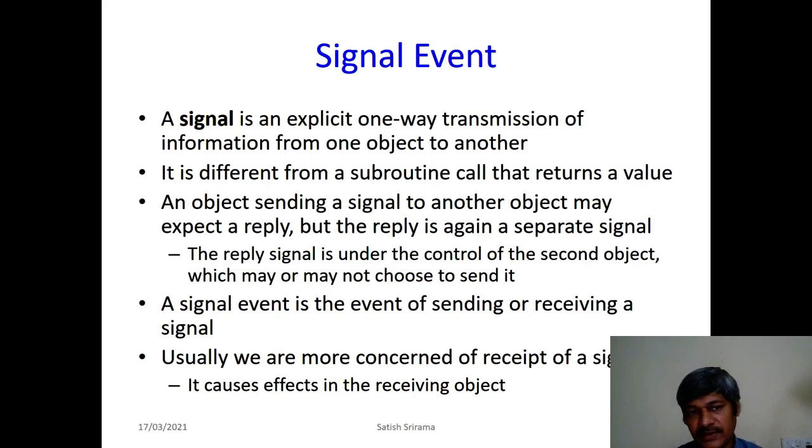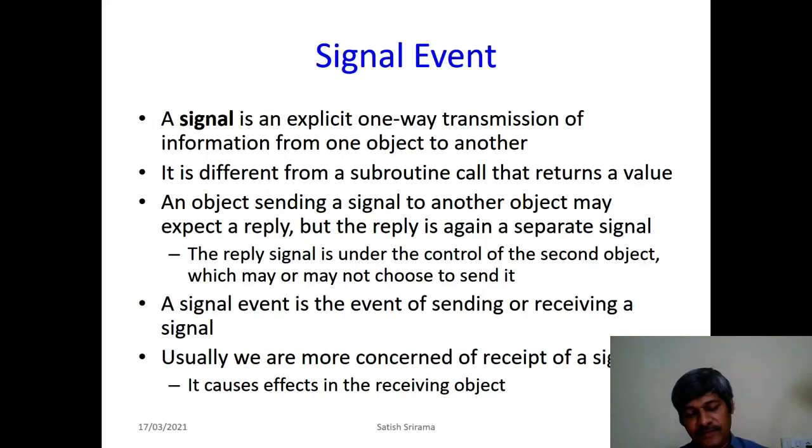Okay, you have to think like that. Say for example, if it is a subroutine call, you will send a request and then get a response. If it is not void and has a return type, you will get it. But signals are not like that. A signal is an explicit one-way transmission of information between these two objects.